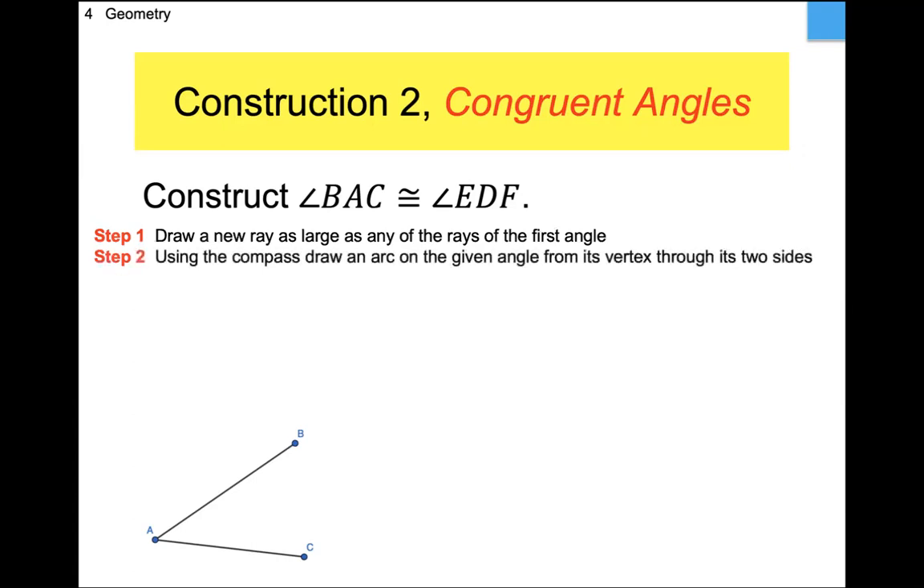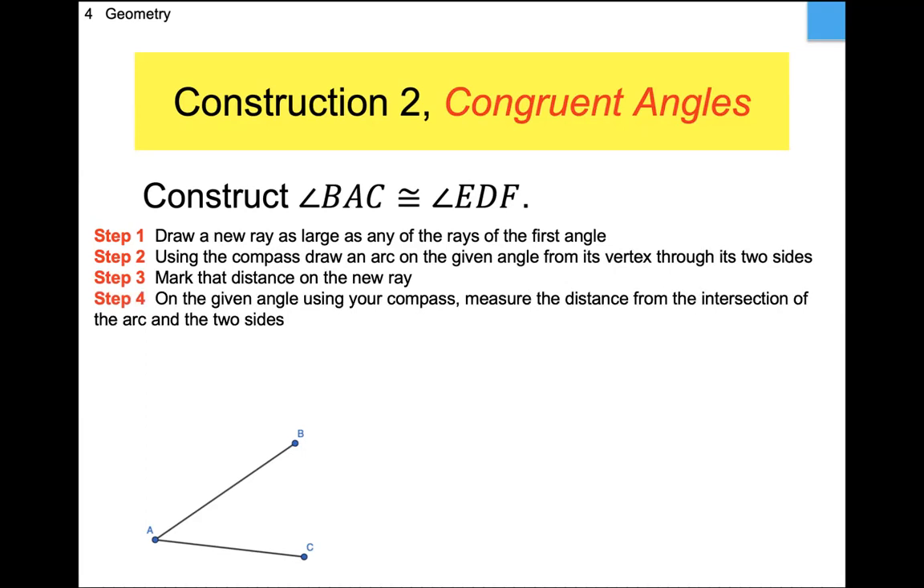Step number 2, using the compass, you're going to draw an arc onto the given angle from its vertex through its 2 sides. Now, it's not going to have 2 sides at that point, but you're going to see that when we actually do it. Step number 3, you mark that distance onto the new ray, and that's the one that's not going to have the 2 new legs. It's only going to have 1 leg at that point.